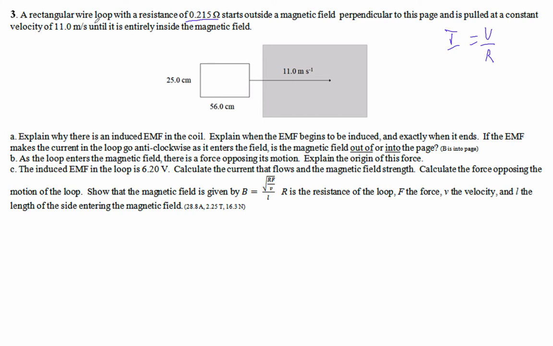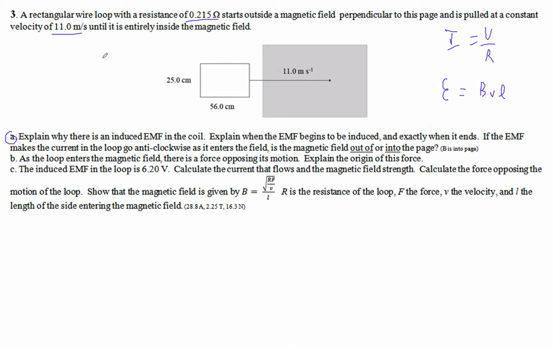It's pulled at a velocity of 11 meters per second. So we'll also use the fact that EMF is BVL. Induced current in a single strand of wire. Now, I'll show you why we can ignore other strands of wire. So the first question is, explain why there's an induced EMF in the coil. Explain when the EMF begins to be induced and exactly when it ends.